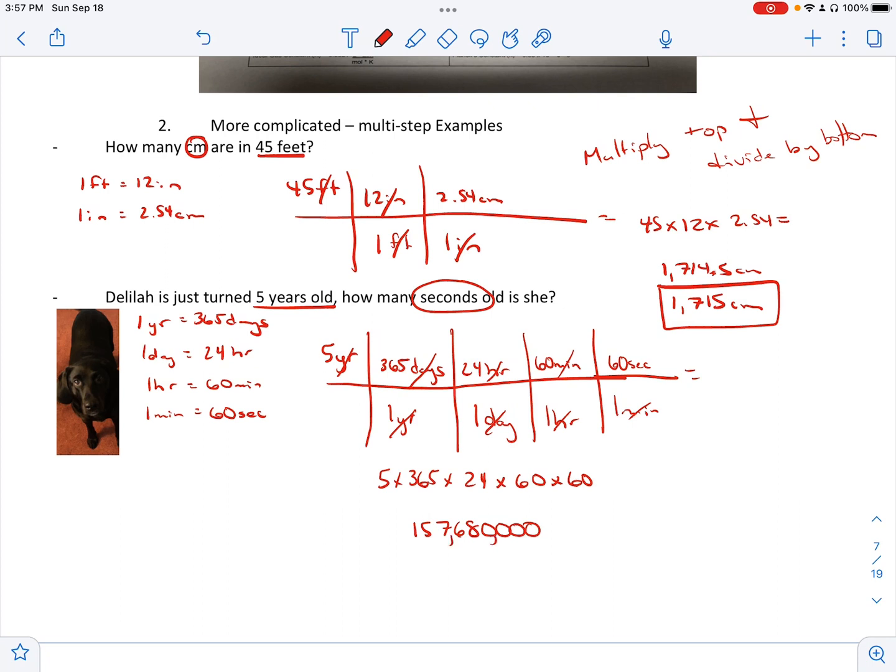Whoo, that's a lot of seconds old. Now if we put that into scientific notation, let's just say 1.58, I just rounded, times 10 to the, and we moved it 8 places. 1.58 times 10 to the 8th seconds.